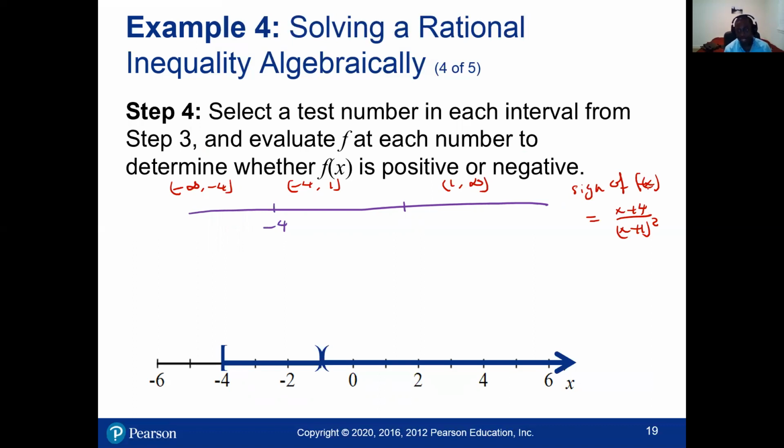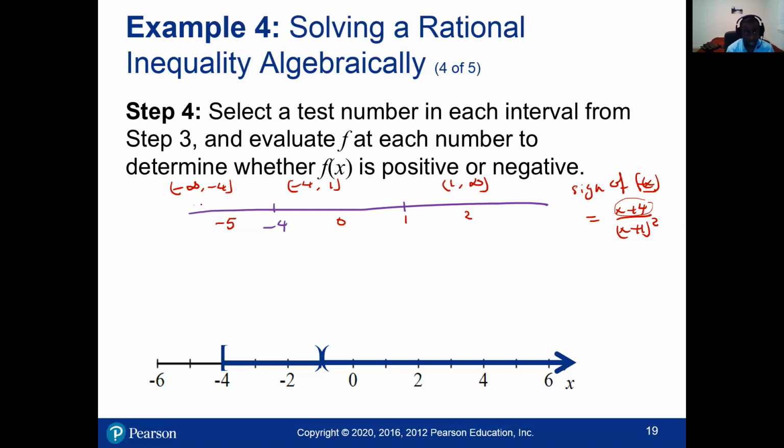Now, the sign of this f of x depends only on the numerator, because the denominator is squared. And so if you have a negative, you square it, doesn't matter. So let's pick test values. Let's say minus 5 for this one, 0 for the middle, it's easy, and then let's use 2. It depends on the numerator. So negative 5 plus 4 is negative. The denominator is always positive.